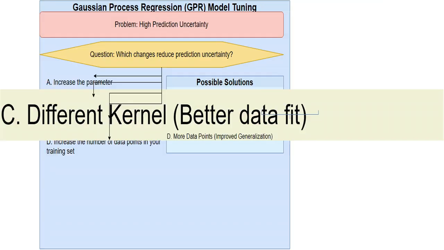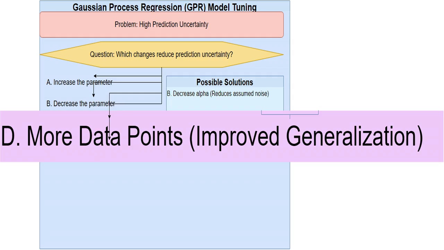The kernel function determines how data points relate to each other in my model. If I use a more appropriate kernel function, it might better capture the structure of my data, making for more accurate predictions and reducing uncertainty. Think of it like choosing the right tool for the job. More data generally leads to better model performance. With more data points, I have a better idea of the underlying patterns, resulting in less uncertainty in predictions. It's like having more evidence to support my conclusions.